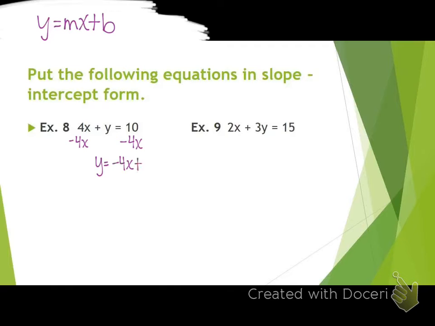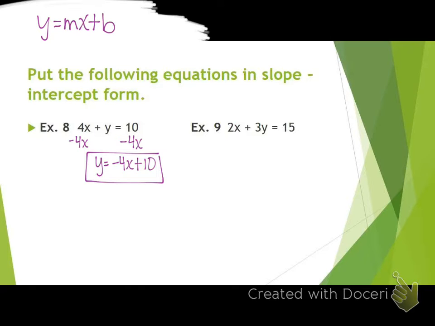This is where I want you to be careful with your ordering. We need the 4x to be negative, but it comes first. The 10 was positive and it goes on the end. If you put 10 minus 4x, that is not slope-intercept form. So we need the x term to come first and keep its negative sign in this case. Questions about number 8?